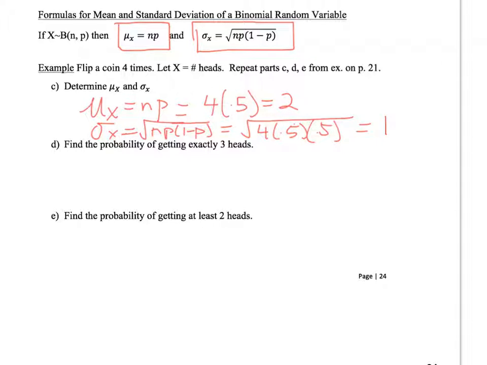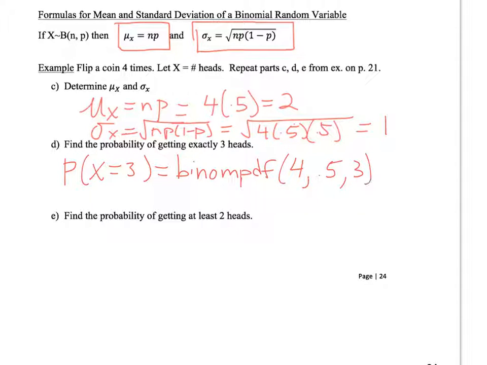To find the probability of exactly 3 heads, the probability that x equals 3, that would be a binomial PDF command. And the inputs are 4 for n, 0.5 for p, and 3 for the number of successes. Type that in your calculator and let's see what we get. Okay, I got 0.25 for that.